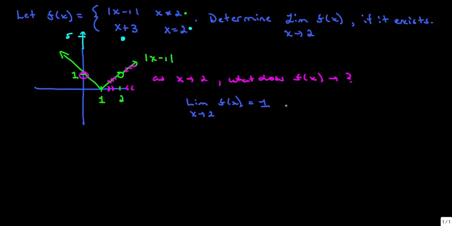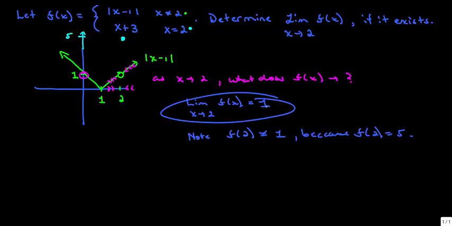It doesn't matter that f of x, so let's note this. Note that f at 2 is not equal to 1. f at 2 actually is equal to 5. So even though the function evaluated at 2 is equal to 5, the limit is equal to 1. That's the value that we're approaching from both sides.